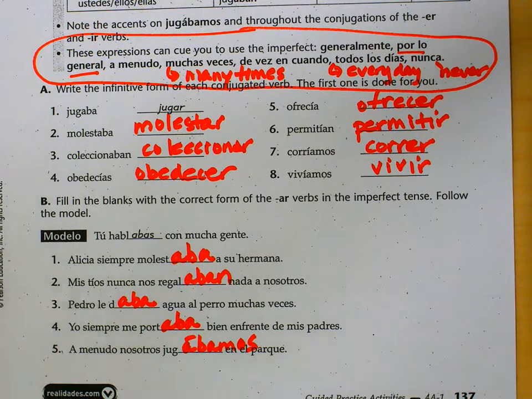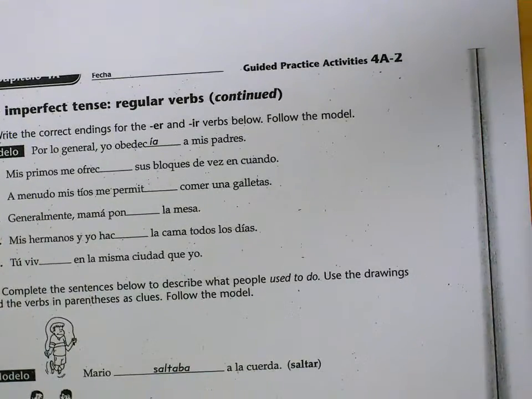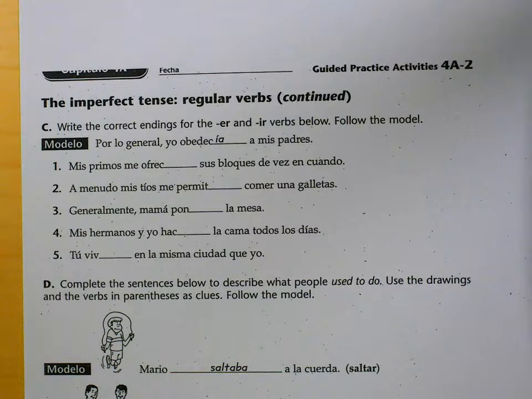So double check your answers there. Don't forget the accent mark on that first A in ábamos. The nosotros verb ending ábamos is the only one that has an accent mark in that aba family. Okay, the next section is section C, and now we're going to move on to ER, IR verbs. So why don't you try to do that section on your own?